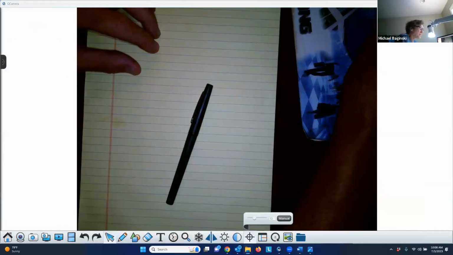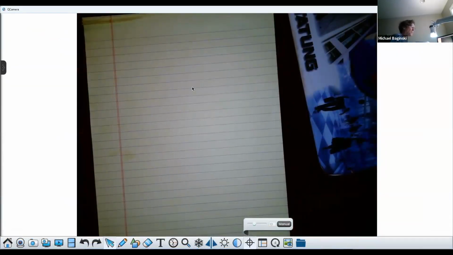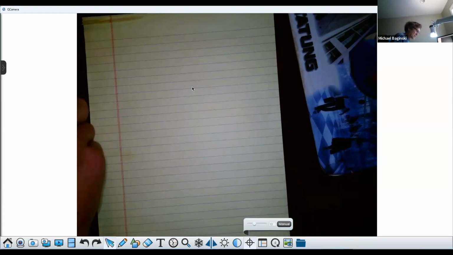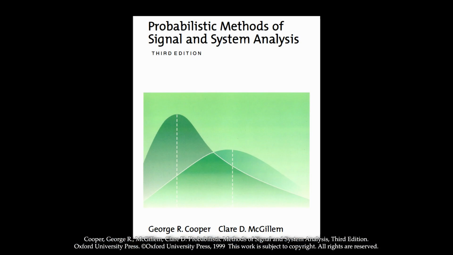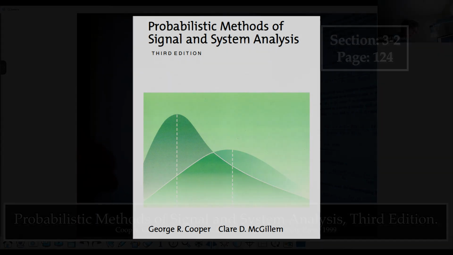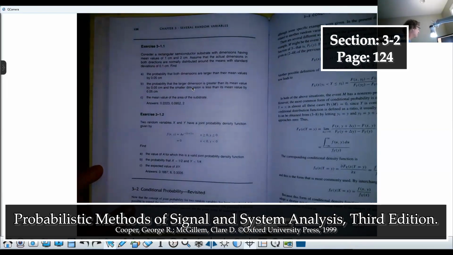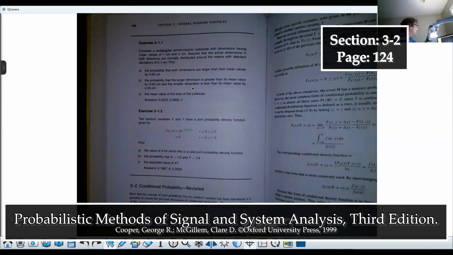I want to get to this Q camera thing. So I'm using the old book right here, the prior one. And when we get back in class, I'll probably be using the new book for some of this stuff. But since we got this here, I want to go through some of this stuff. I didn't give you anything out of section 3.2 with conditional probability. So we were talking about this last time.